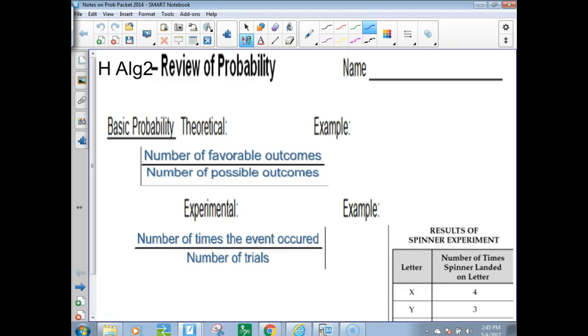We're going to look at basic probability, which should be a review for you. It says basic probability at the top of your worksheet 5A. You do not have all this written down, so what I'd like you to write down is the word theoretical. Theoretical probability is, and you can abbreviate this, the number of favorable outcomes divided by the number of possible outcomes.